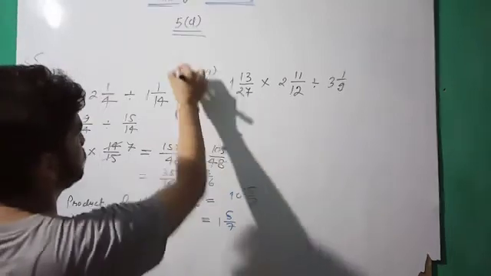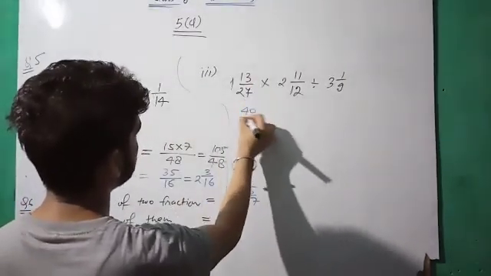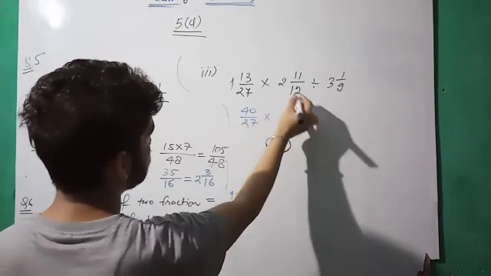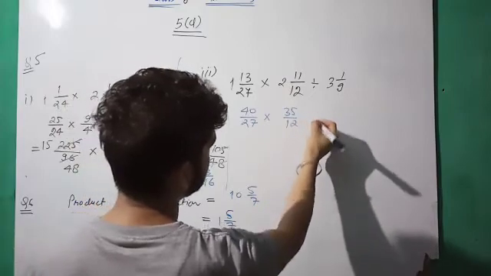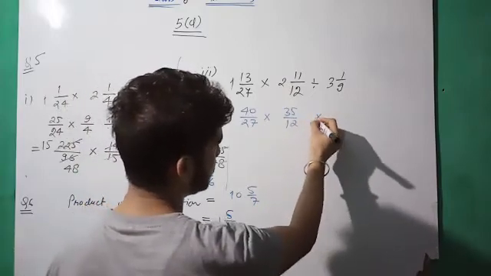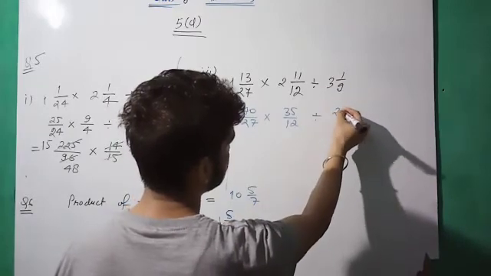Now similarly you have to solve this question. 27 plus 13, that is 40 upon 27, into 12 into 2, 24 plus 11, 35 upon 12. Divide. So instead of divide, you have to multiply. Okay, first you have to divide. Okay, 9 threes are 27 plus 1, 28 upon 9.